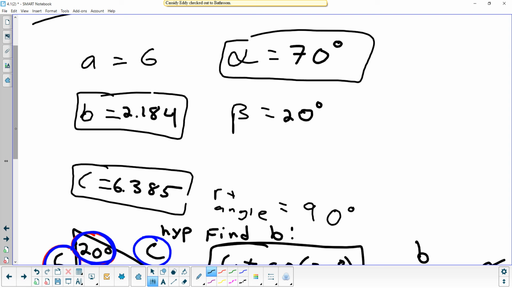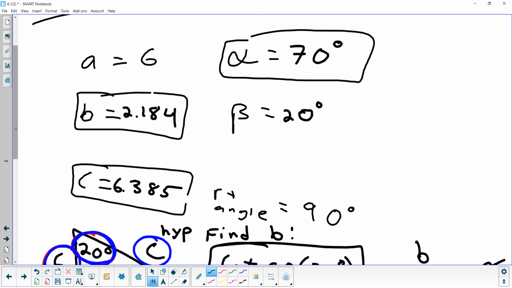All right, so let's check. Is the biggest side across from the biggest angle in this case? Can you repeat that? Is the biggest side in the same row as the biggest angle? Yeah, that looks good. How about is the smallest side in the same row as the smallest angle? Yes. So that all looks good.